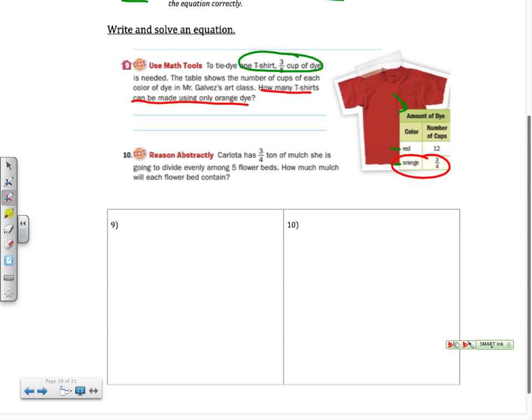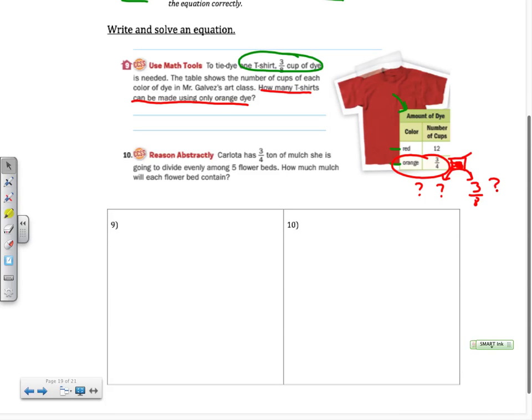So Mr. Galvis has 3/4 cup of orange dye. He wants to use that to make as many t-shirts as he can. Each t-shirt takes 3/8 cup of dye. So that means I have to take this 3/4 cup. I'm going to imagine that's a cup with some dye in it. And I'm going to have to distribute it equally for each t-shirt. And I know each t-shirt would make 3/8 cups. So I have to figure out how many possible t-shirts he can make after he pours out this dye.